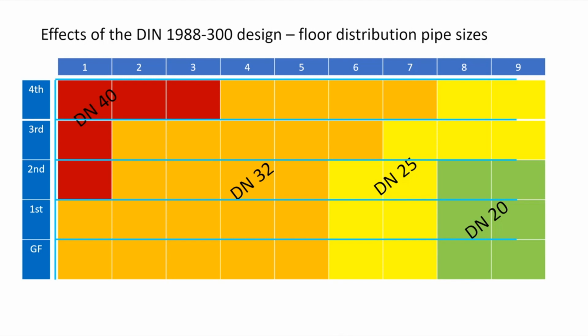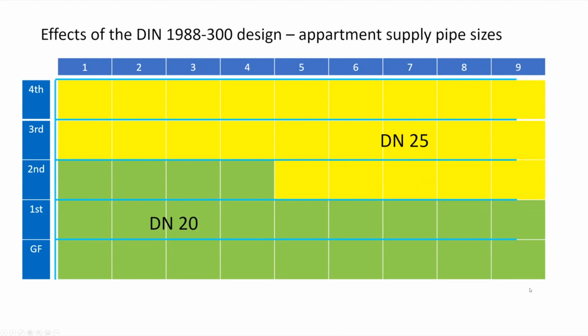If we go to my last slide, there we see that in the entire 1st and 2nd floor, we have only apartment supplies with DN20, which is 3/4 inch. And in the 2nd floor, we have more or less 50% with DN25, which is 1 inch. And on the 3rd and 4th floor, we only have apartment supply pipes of 1 inch. So that's the basic effect of working with the pressure gradient.